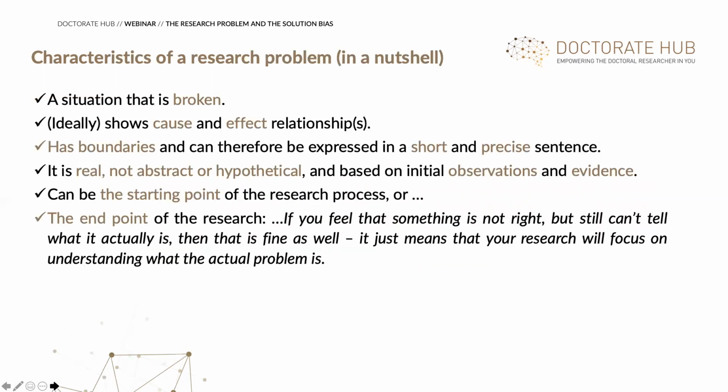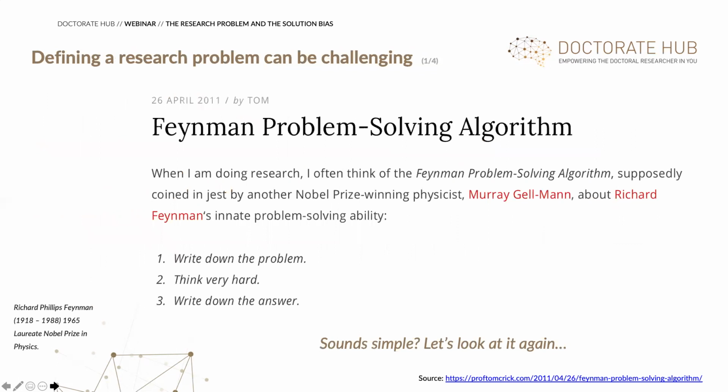So what are characteristics of a research problem? In a nutshell, it's a situation that is broken. It ideally shows some cause and effect relationships. It has boundaries and can therefore be expressed in short, precise sentences. It's real, and that's very important. It's not something abstract or hypothetical, so we can observe this and there is evidence for it. And it might be the starting point or the end point of the research, and we will look into this in the next part of the webinar. But first, let's see why defining a research problem can be challenging.